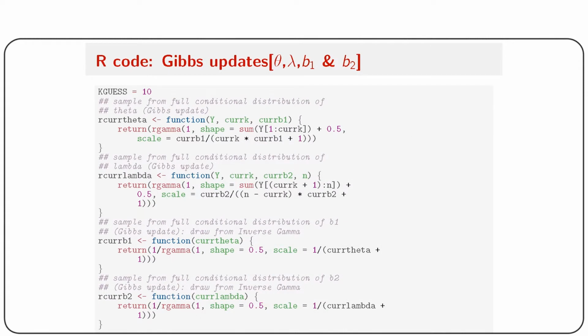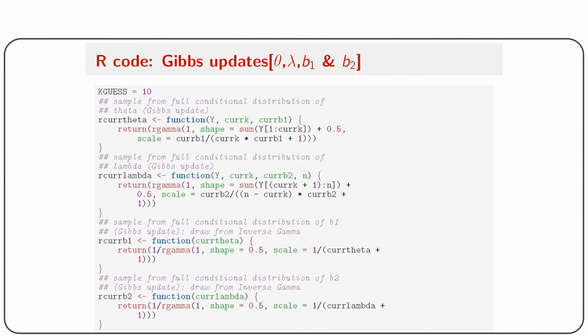Now our code for the Gibbs update. Say k guess is 10, plus a sample from the full conditional distribution of theta, as the Gibbs sampler update. This is actually a gamma distribution, so it is very straightforward. Next, the sample from the full conditional distribution of lambda is also a gamma distribution, very straightforward.